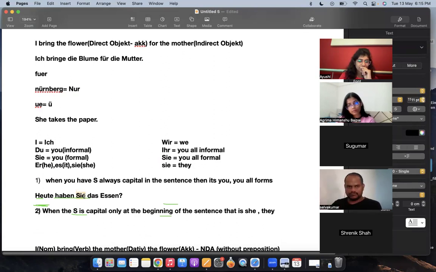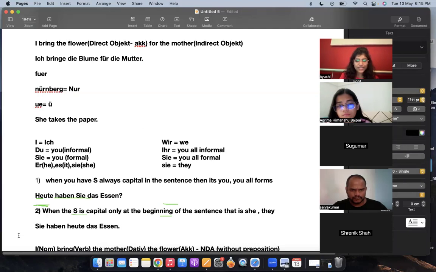In the above example, no. But if I'm writing Z... happen heute, that's S. Okay. In this sentence, it can be all four. It can be she, it can be they, it can be you and you all. Why? Because for you and you all, S is always capital, right?